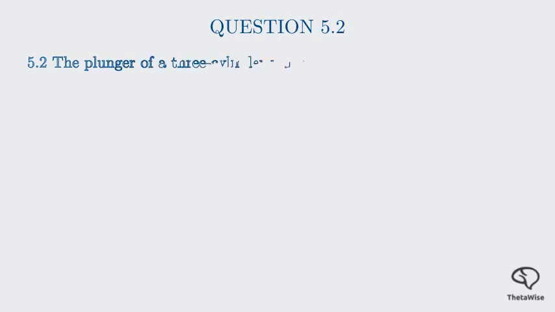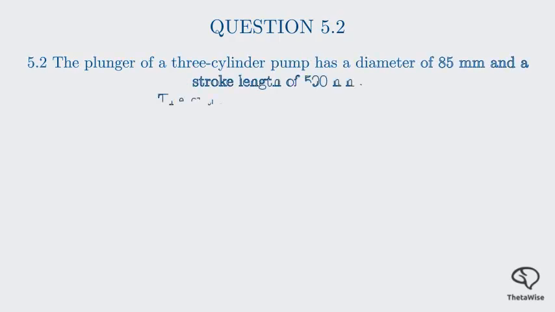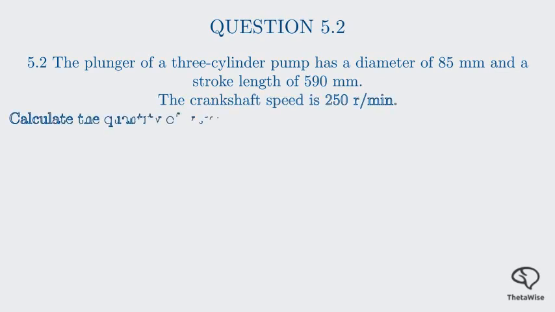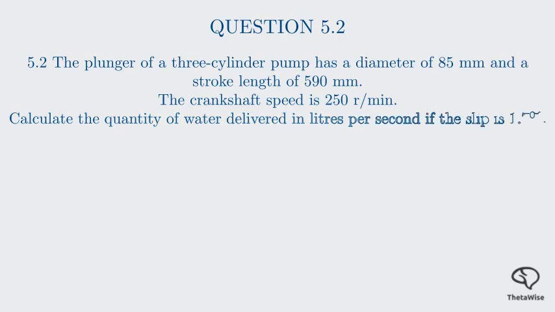Next, let's tackle question 5.2. The question is, the plunger of a 3-cylinder pump has a diameter of 85 millimeters and a stroke length of 590 millimeters. The crankshaft speed is 250 revolutions per minute. Calculate the quantity of water delivered in liters per second if the slip is 1.7%.